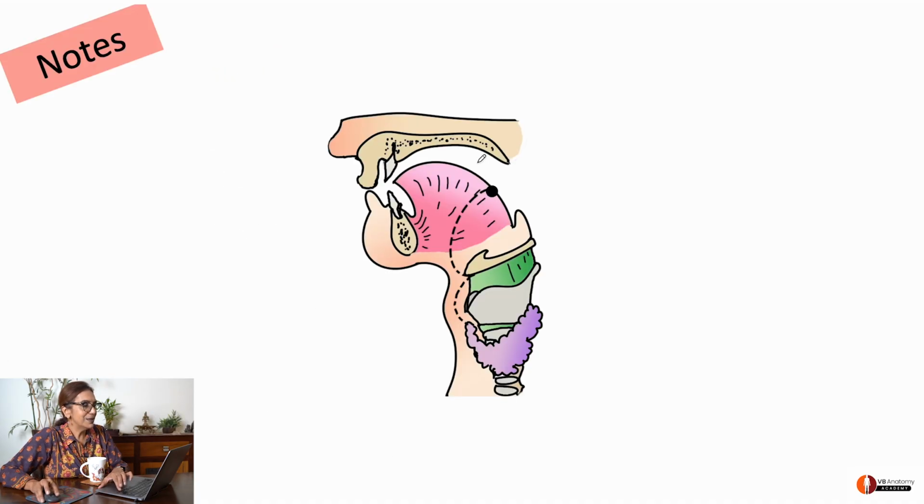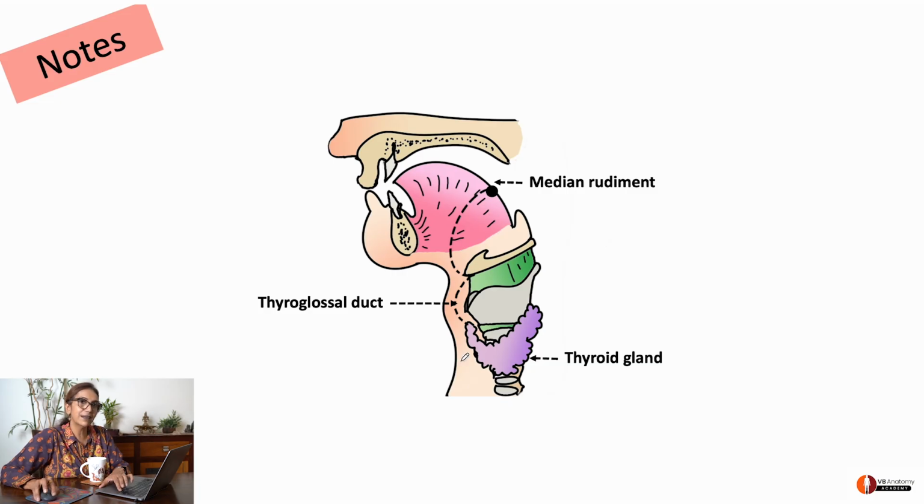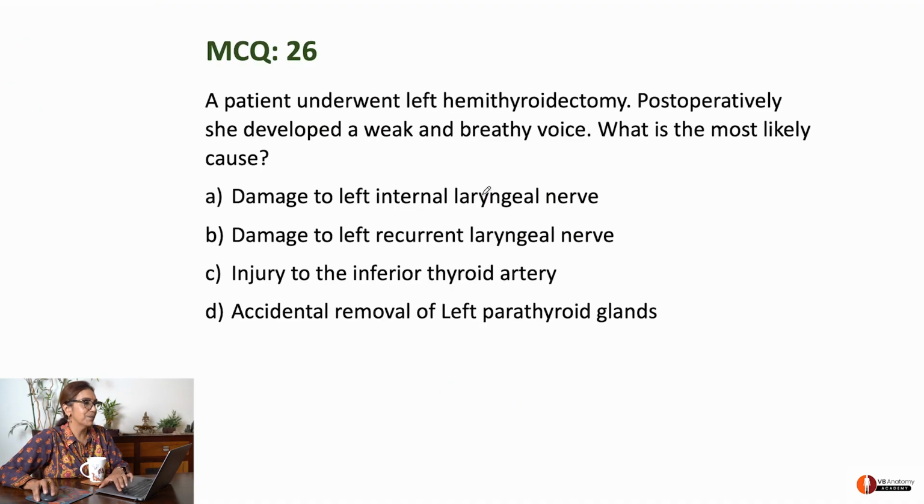So this is the ventral portion of the pharyngeal gut. Behind will be the dorsal. Developing in this ventral region, you can see this median rudiment, which descends downwards, finally developing the thyroid gland. This is your thyroglossal duct. That's why ventral pharyngeal endoderm is the development of thyroid gland.